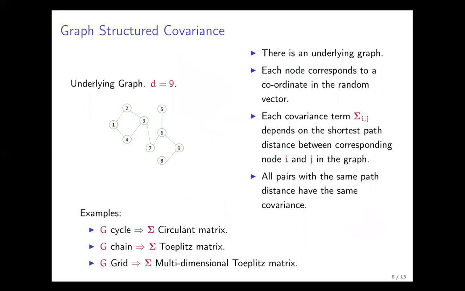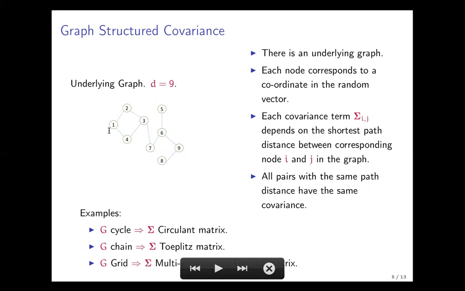Now let's focus on the problem. We assume that there is an underlying graph, and we can take the graph shown on the left side of the slide as an example, and each node of the graph corresponds to a coordinate of the random vector. So in this case, the problem is 9-dimensional. There are 9 nodes in this graph, and each covariance term sigma ij depends on the shortest path distance between the corresponding nodes i and j. So for each coordinate, there is a corresponding node in the graph, and the covariance between the ith and jth node depends on the shortest path distance between them.